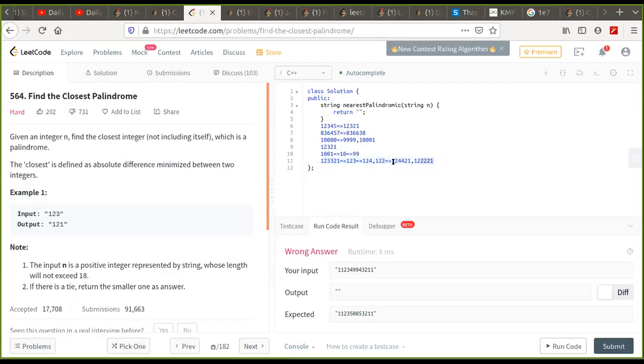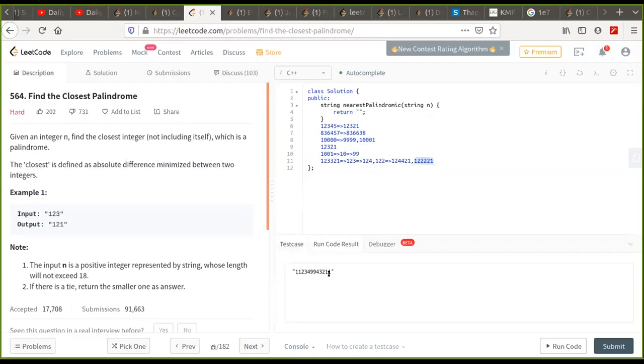So these will be the two closest palindrome candidates. We basically need to check the difference of these two from the original, and whichever difference is the smallest is the answer. We could check it once with 1 2 3 3 2 1. This helps.